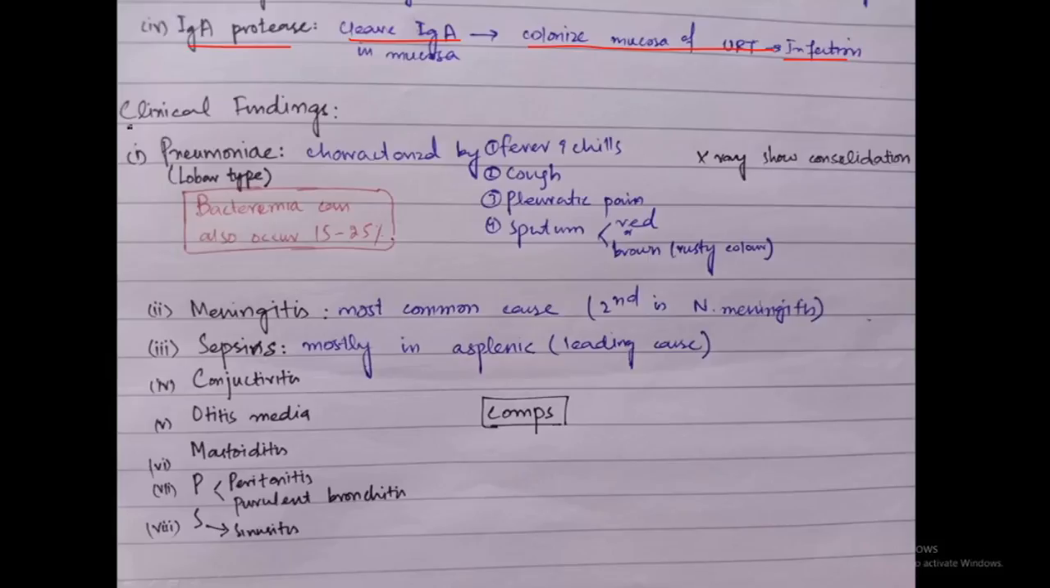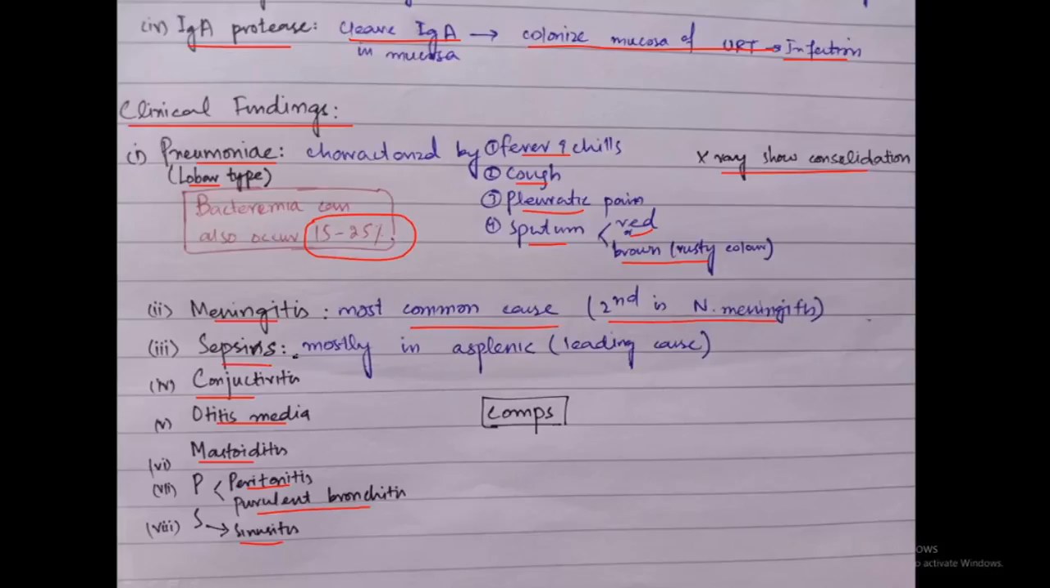The clinical findings caused by Streptococcus pneumoniae are pneumonia, meningitis, sepsis, conjunctivitis, otitis media, mastitis, peritonitis, purulent bronchitis, and sinusitis. The pneumonia is of lobar type. It is characterized by fever and chills, cough, pleuritic pain, and sputum which is red or brownish rusty in color, and X-ray shows consolidation. Bacteremia can also occur in 15 to 20% of cases. The second one is meningitis, and Streptococcus pneumoniae is the most common cause of this disease. The second most common cause is Neisseria meningitidis.